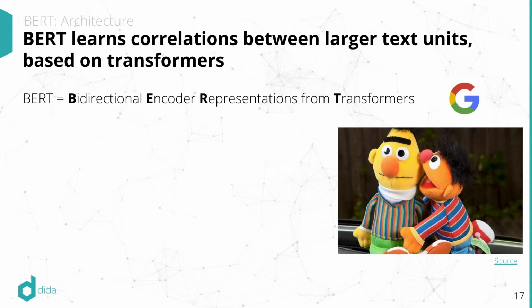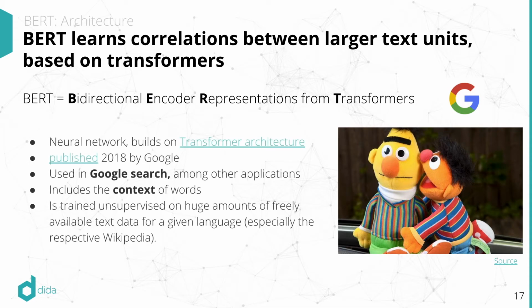BERT stands for bidirectional encoder representations from transformers and is able to learn relations between larger text units and not only words. It is a neural network which was published in 2018 by Google and builds on the so-called transformer architecture, as the name says, which we'll see in the next slide.